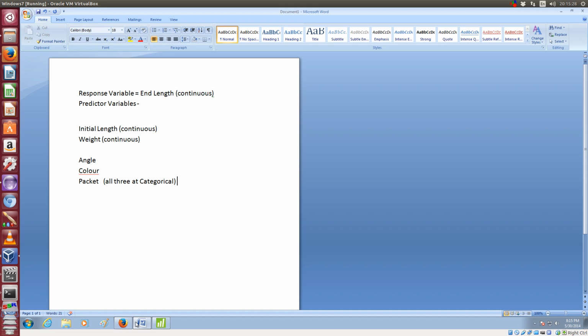Now, essentially, what a GLM will allow us to do is to investigate the relationship of end length as a function of the initial length, the weight, the angle, the color, and the packet. So it allows you to combine all of those variables together, which is, as I said before, really nice, that you're able to combine continuous variables with categorical variables. So we're just going to go for the full GLM, and so we'll jump into that straight away.